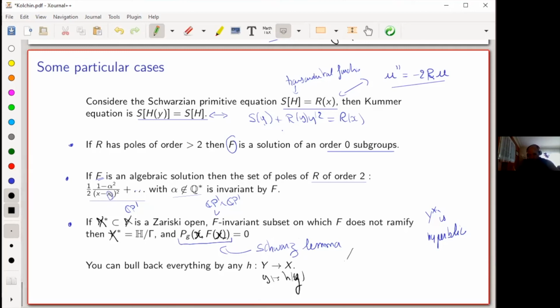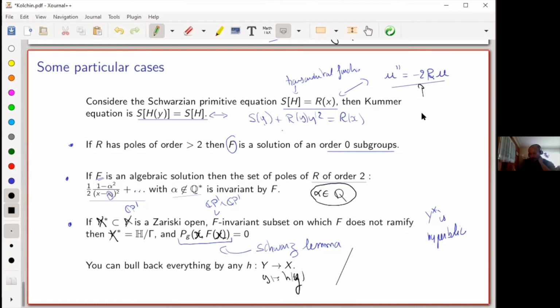So the only thing now is that we have a problem when alpha is in Q. So in fact, this is a remaining case to prove what I want to prove in the previous slide. What happens if all your poles here, so you have an equation like this one with all poles having order 2, having this shape with alpha in Q.